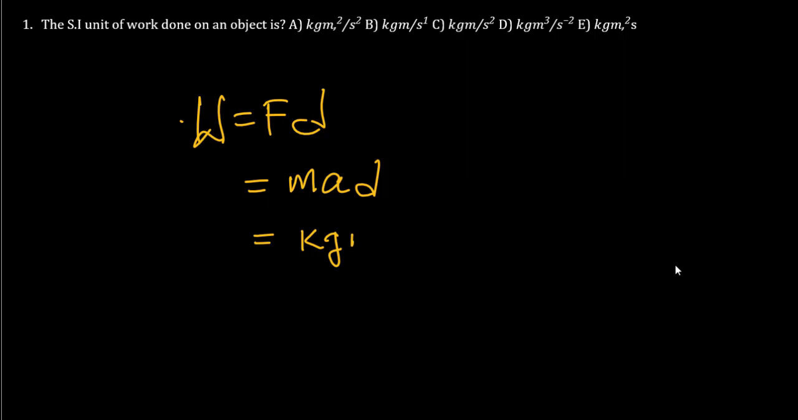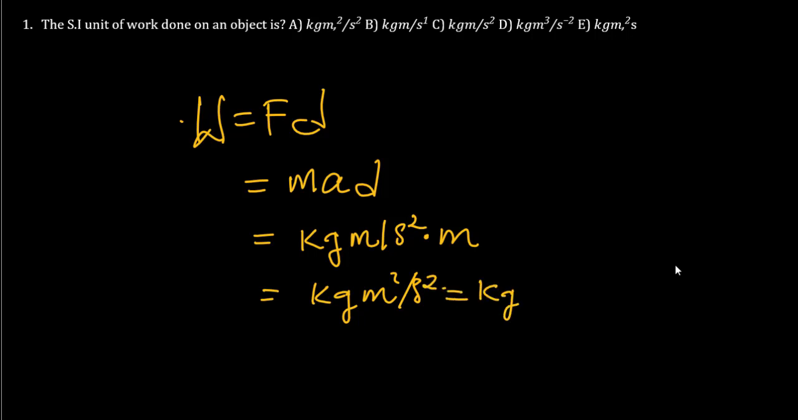The unit of acceleration is the meters per second squared times the unit of distance, which is the meters. So at the end we get the meters times the meters gives meter squared. So we have kilogram meter squared per second squared. So this is also equivalent to the kilogram meter square per second square. So the correct option is option A.